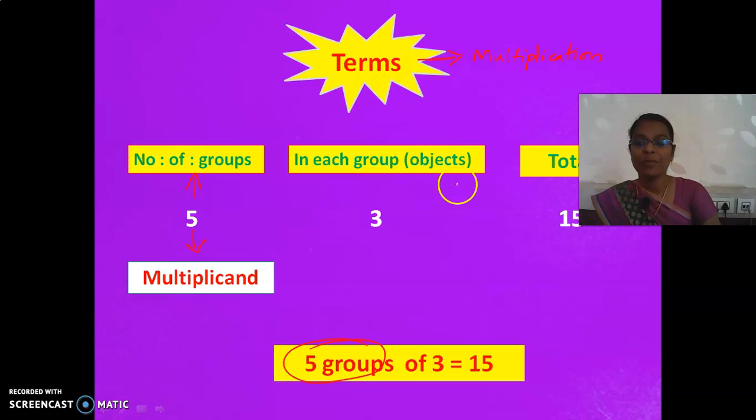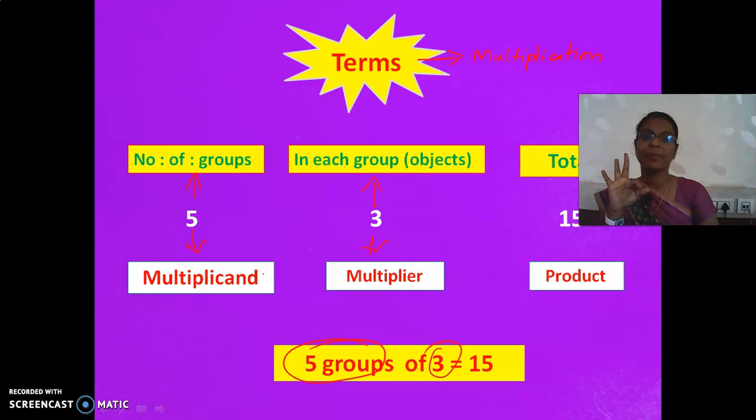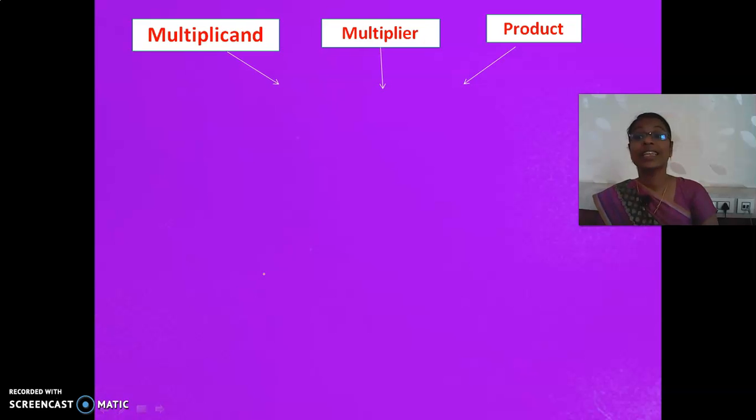In each group, 3 objects are there, that is known as multiplier. This 3 is known as, in each group how many objects are there? That is known as multiplier. Repeat after me, multiplier. And the total is known as product. Product. So in addition we use the total, and in multiplication it is known as the product. What are the 3 terms you have? Multiplicand, multiplier and the product.